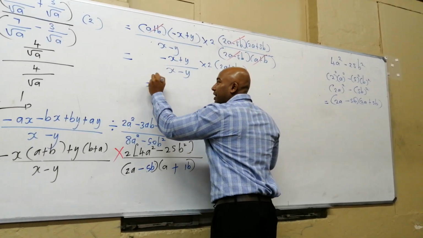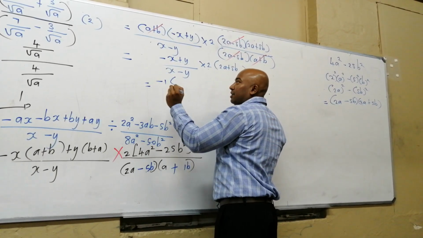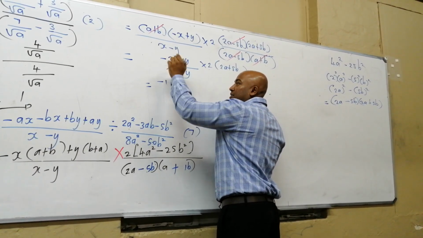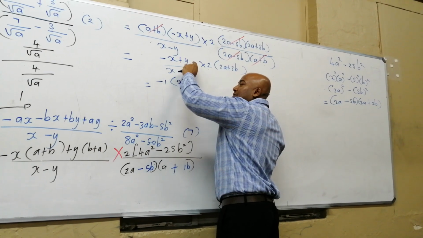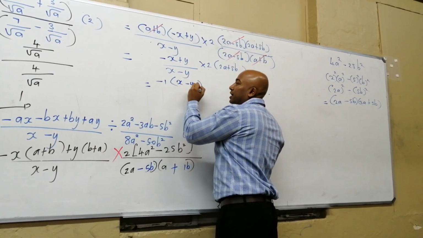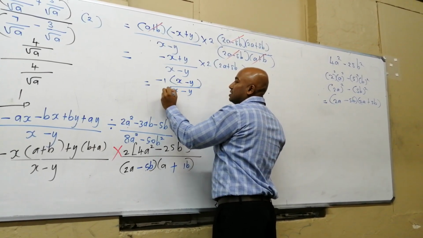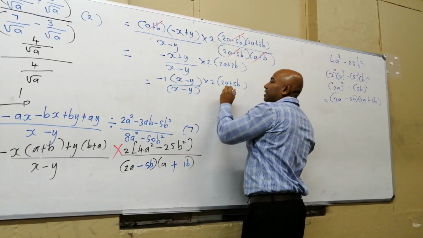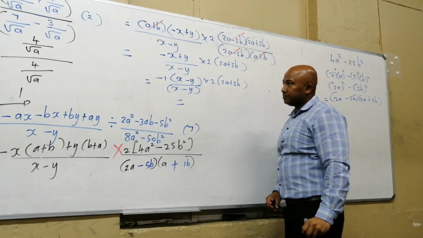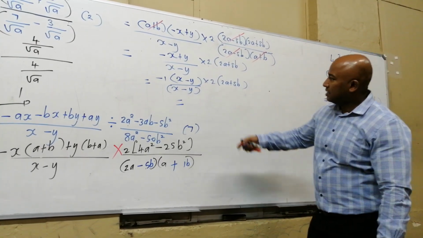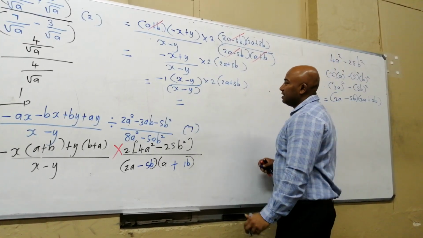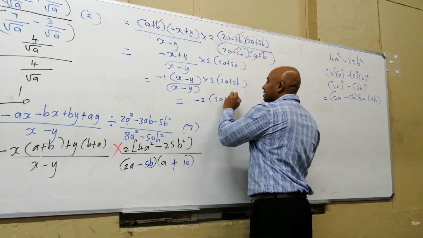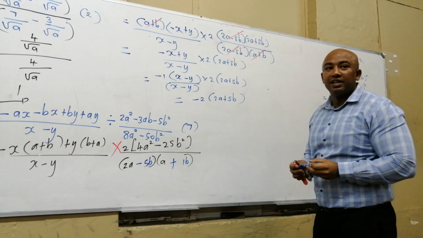So if I take out minus 1 here, then you know when you take out a negative, all the signs will change. The negative x will become a plus x. Plus y will become minus y all over x minus y times 2. And that's 2a plus 5b. So now, let's see what happens. That and that will cancel. So you end up with minus 2 times 2a plus 5b. Leave it in factorized form.